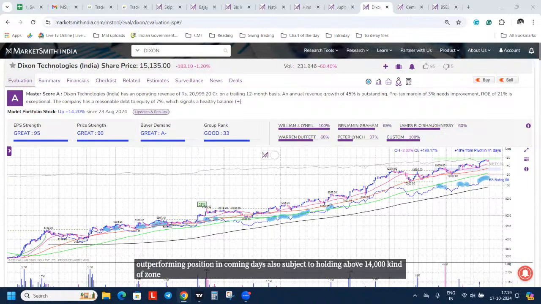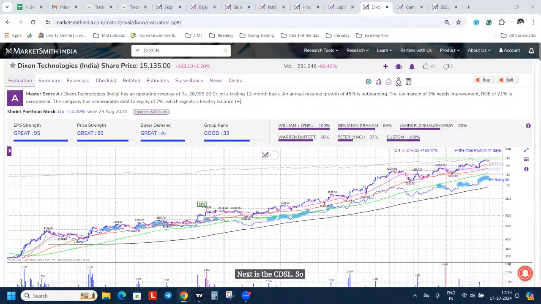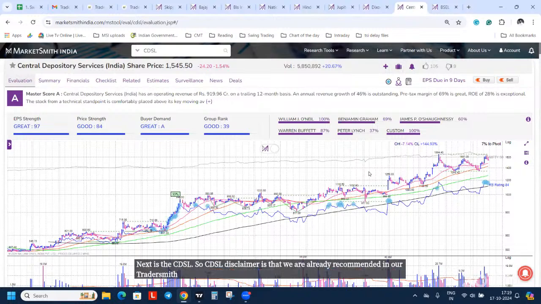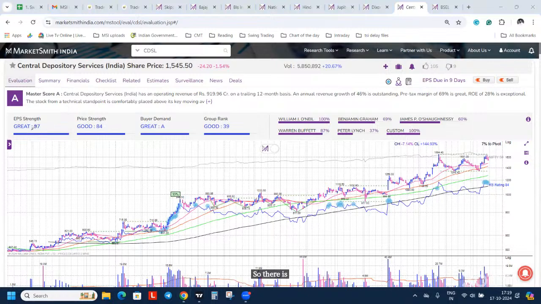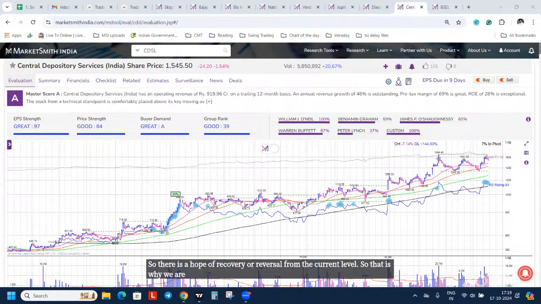Next is CDSL. The disclaimer is that we have already recommended it in our TraderSmith portfolio and we have booked partial profit also, but now it is showing some negativity because of this market volatility. But it is still holding above the downward sloping trend line breakout on the daily chart. So there is hope of recovery or reversal from the current level. That is why we are holding. Now let's see how it will improve.